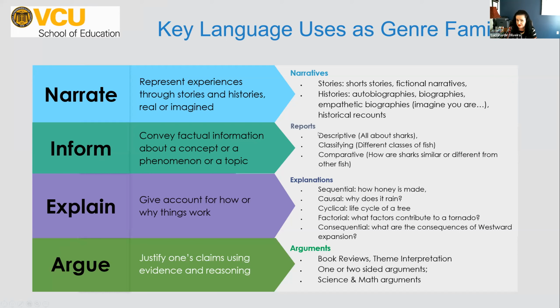It includes reports, different kinds of reports. Explain gives accounts for how and why things work, and that includes explanations. Argue: justify one's claims using evidence and reasoning. So arguments here, such as book reviews, one or two sided arguments, etc. So this is how the WIDA standards organize the genre families into these four.